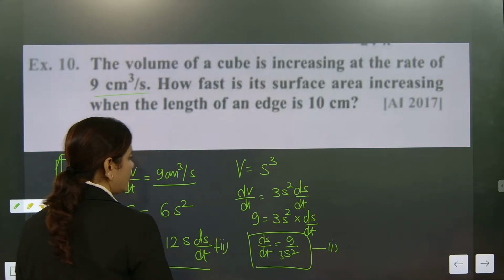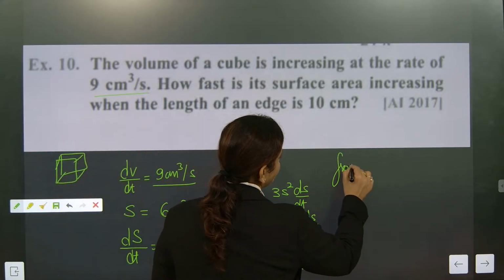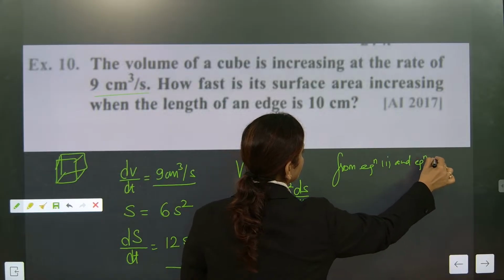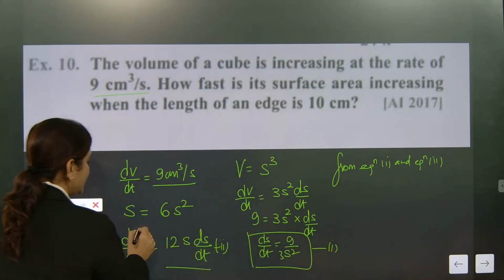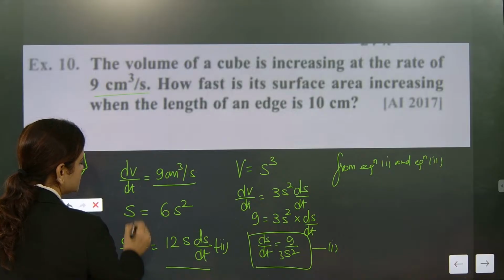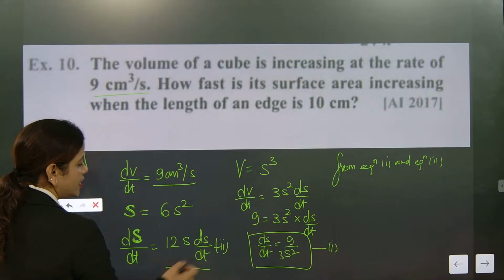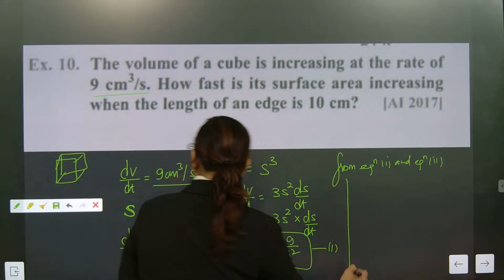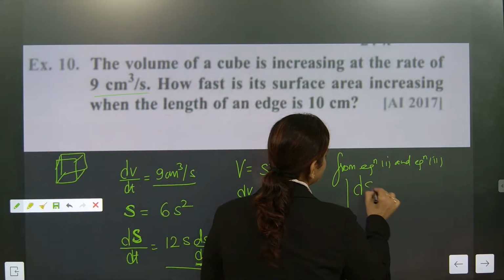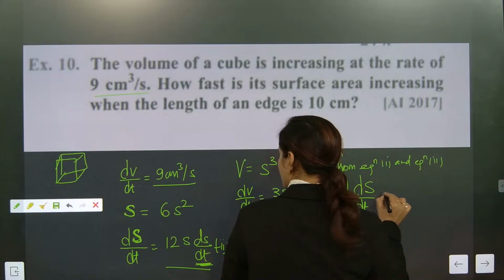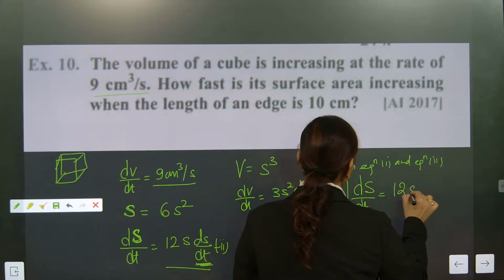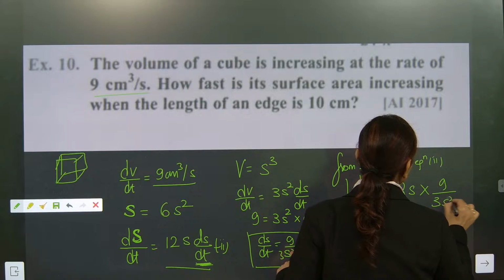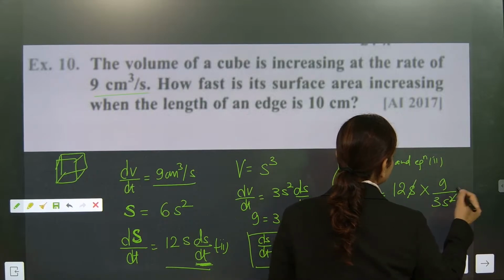So from equation 1 and equation 2, see, this is capital S. Capital S means surface area. So now here, instead of ds by dt, I am going to substitute this value. So what will happen? dS by dt is equal to 12 into s into 9 by 3 s square. Done. So this s and this s will get cancelled.